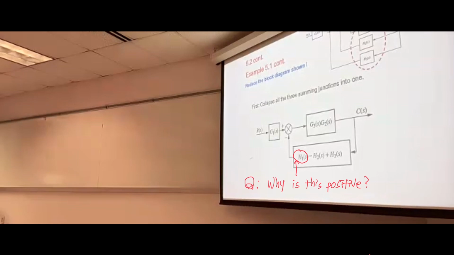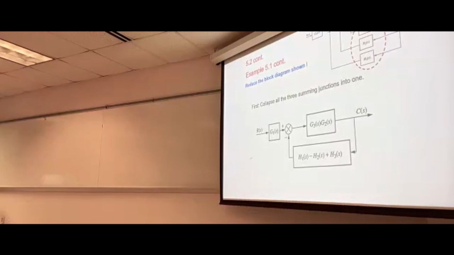We need to look at the sign. In the original, the sign is negative, positive, negative, right? H1 is negative, H2 is positive, H3 is negative. And the final feedback, we have a negative. So all the negative input is going to be positive. Positive input should be negative.